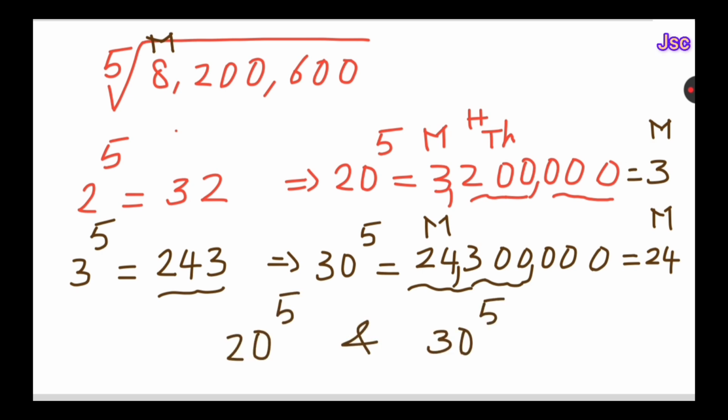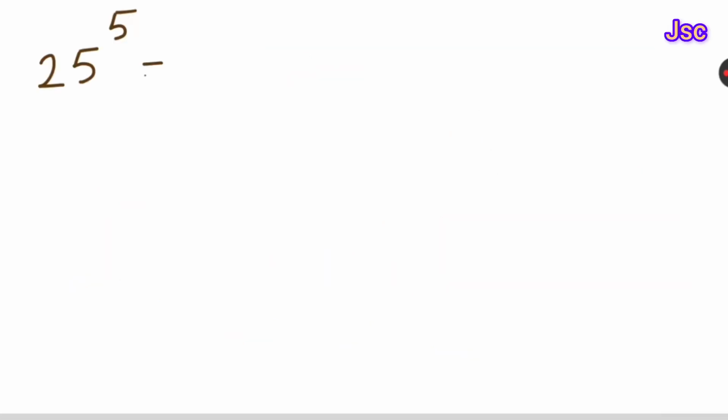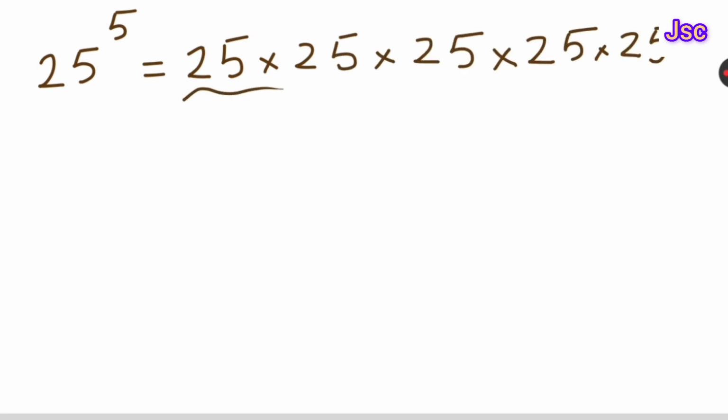So let's take the middle number, which is 25 raised to the power of 5. That means we are doing multiplication 5 times. First take only these two numbers, 25 times 25. So we can write this as 25 squared. When a number ends with 5, we have a trick to find its square within 1 second.